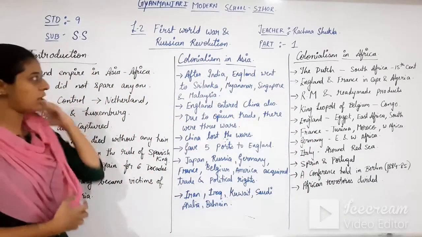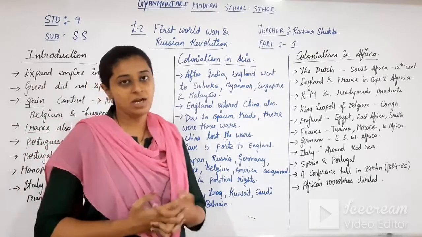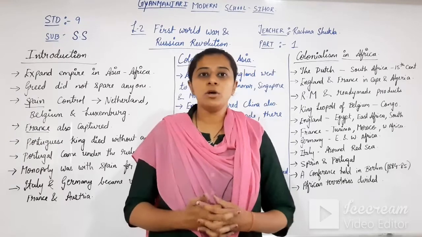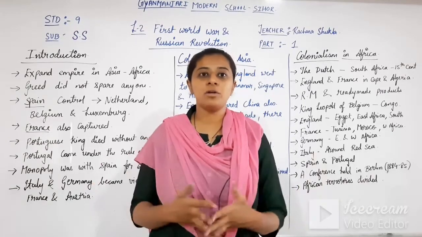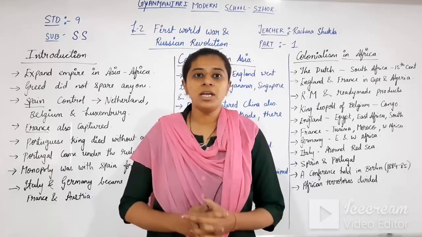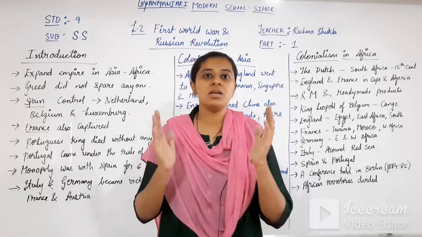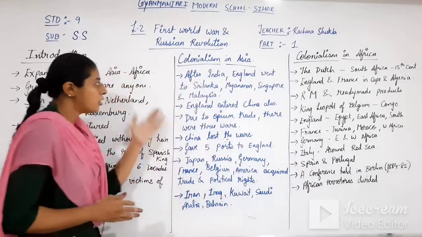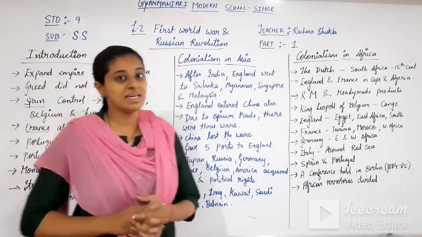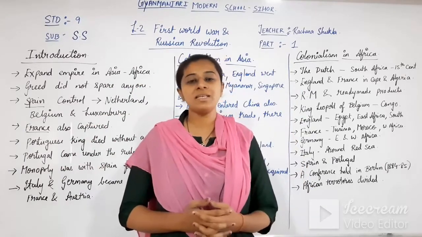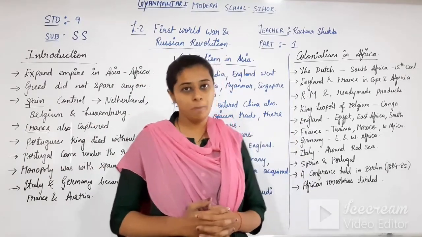Now let's talk about colonialism in Asia. All of you know that these European countries, out of greed for controlling power and expanding their rule, came to Asia. They wanted to establish their rule and took control over the Asian countries. So what happened first? First, their target was India. All of you know, since the year 1757 when the Battle of Plassey took place.